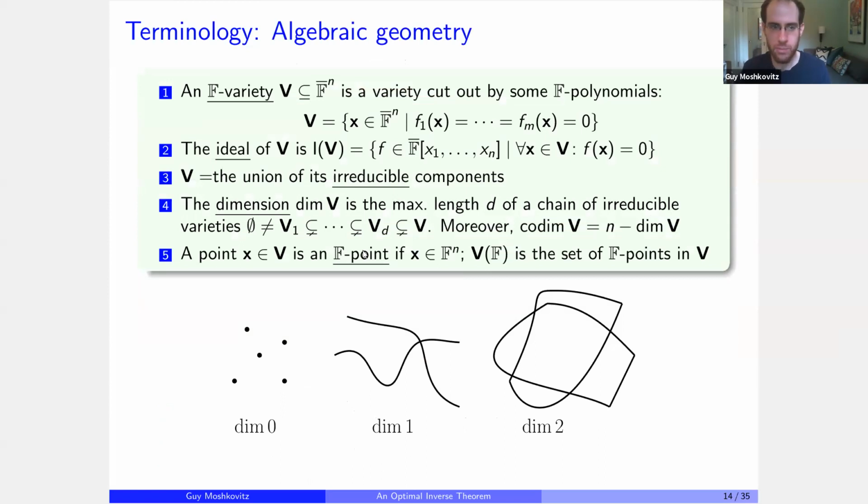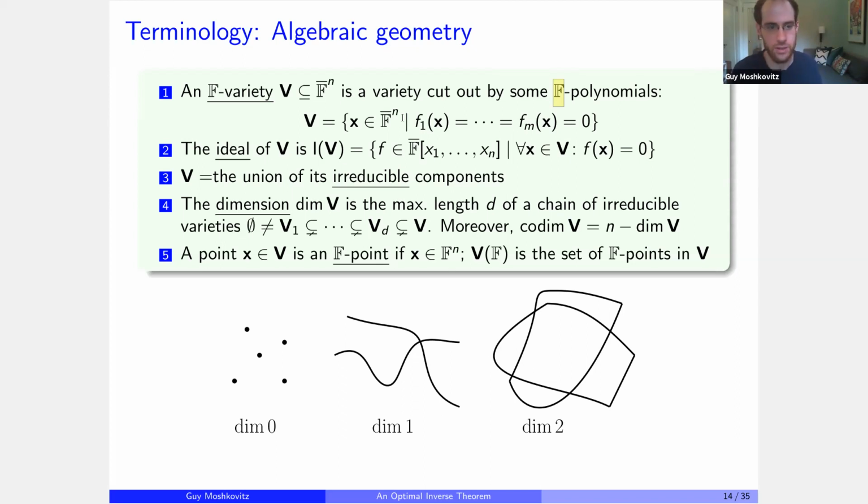A quick recap of some basic notions in algebraic geometry, which I will need. A variety is just the set of solutions of some finite set of polynomials. And when I talk about solutions, I mean solutions in the algebraic closure. We may start with polynomials with coefficients over a finite field F, but the set of solutions, the variety they cut out, is a subset of the algebraic closure to the n.